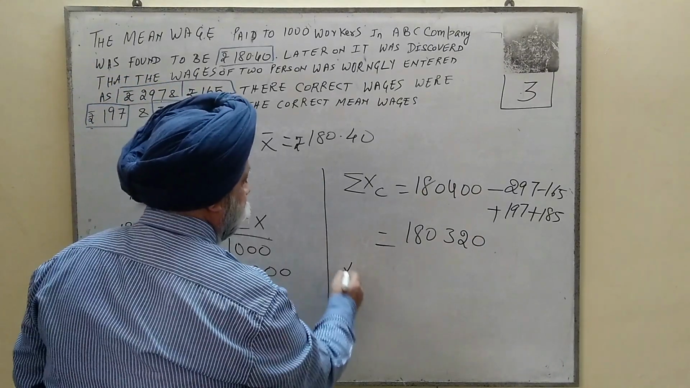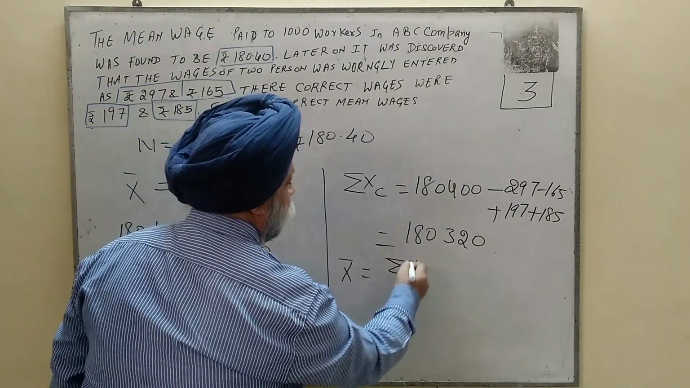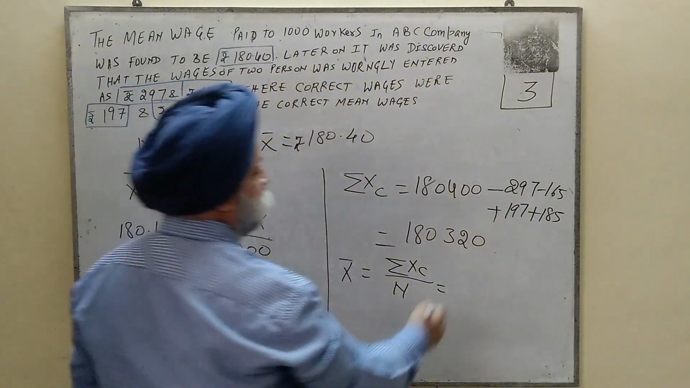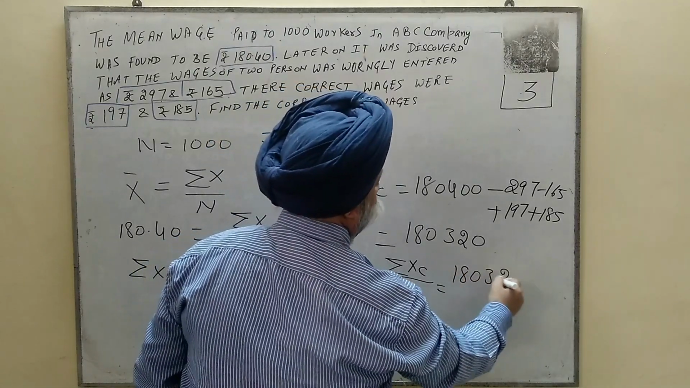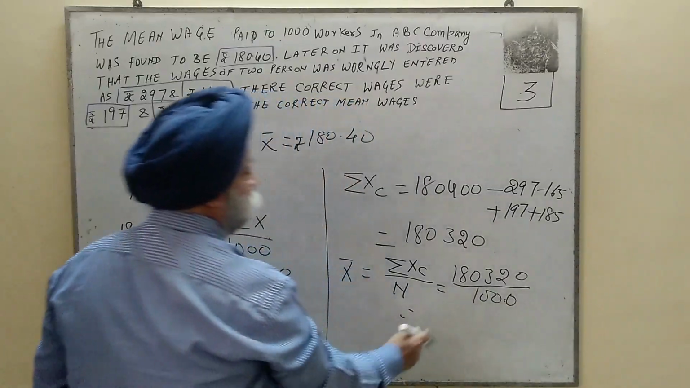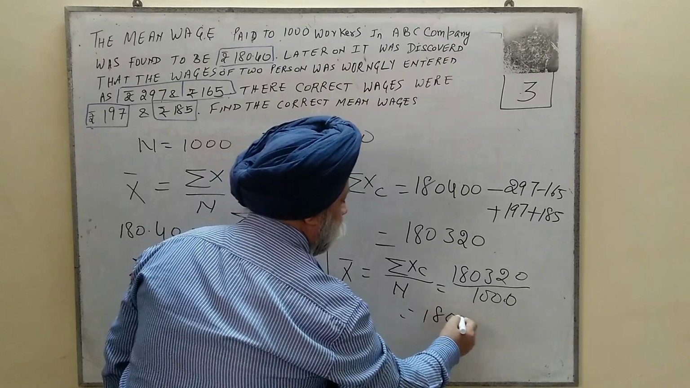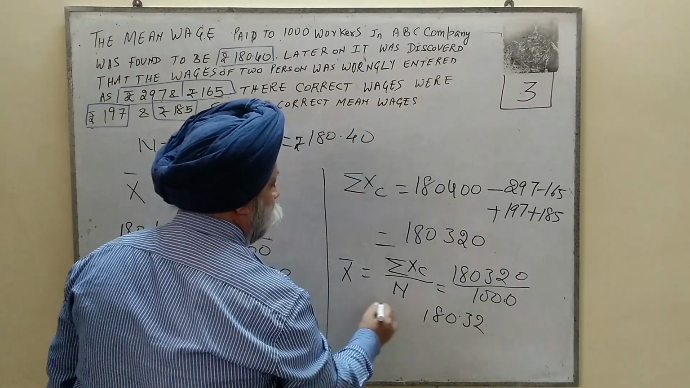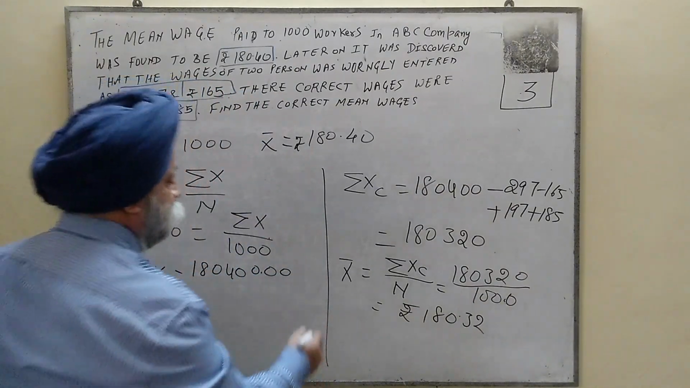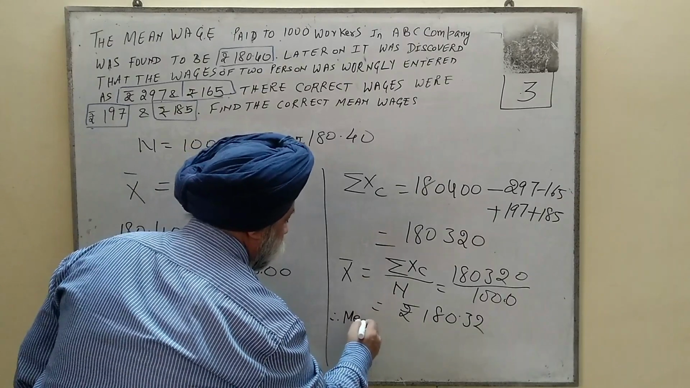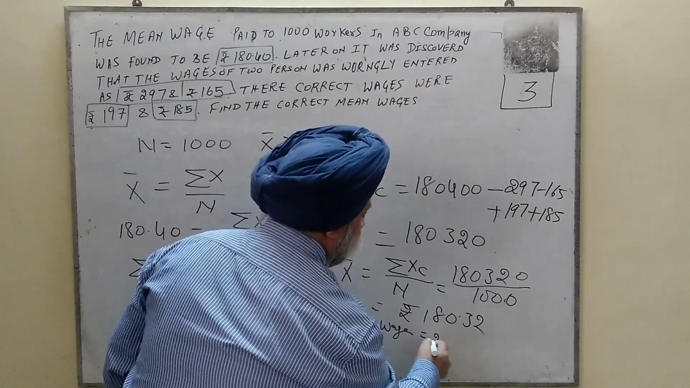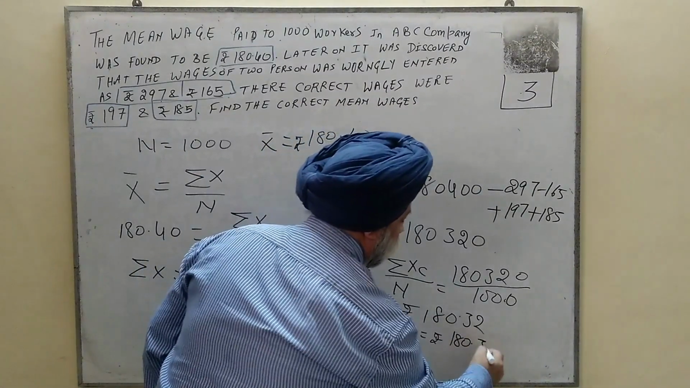Now the correct mean is the summation of the correct values divided by N. N is the same, 1000 workers. 180,320 divided by 1000 will be equal to 180.32. Therefore the mean wages or average wages, the correct value, is 180 rupees 32 paisa.